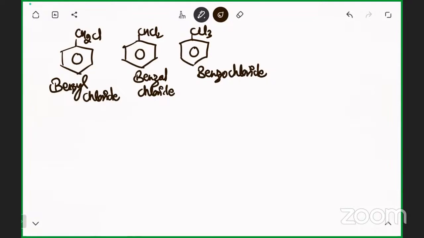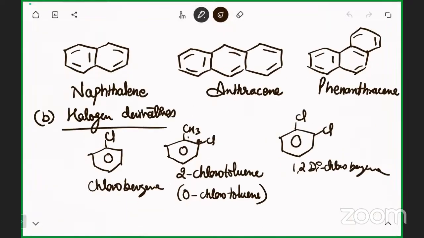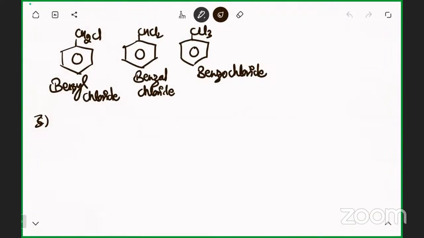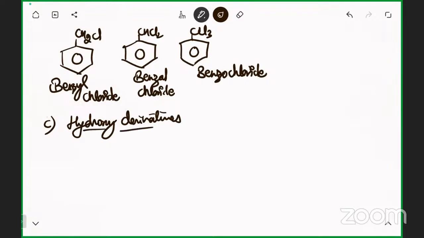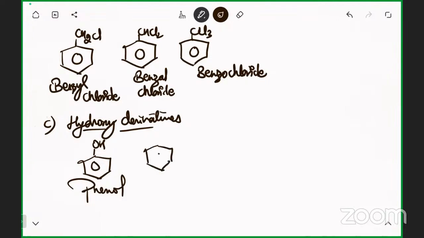Okay. Next, third category. I'm putting 1, 2, ABC. C category, hydroxy derivatives. Benzene, when we have OH on it, we consider it as phenol. Benzene, above it I have CH2OH.